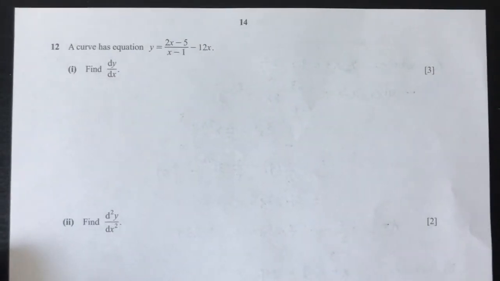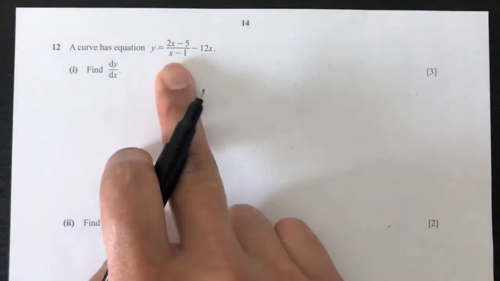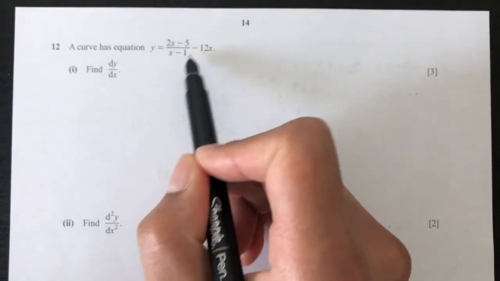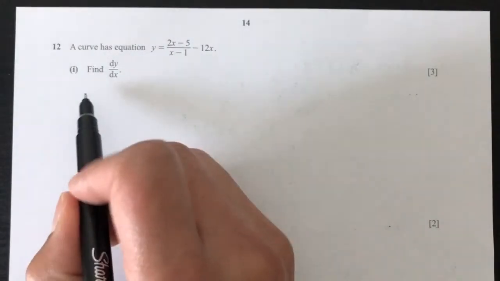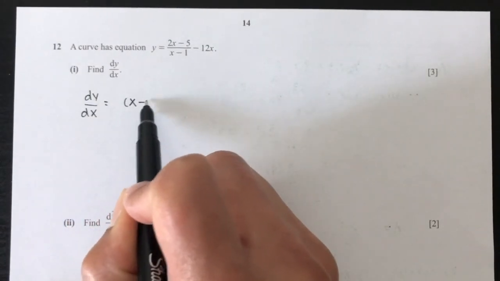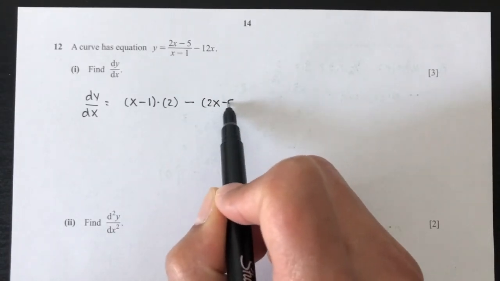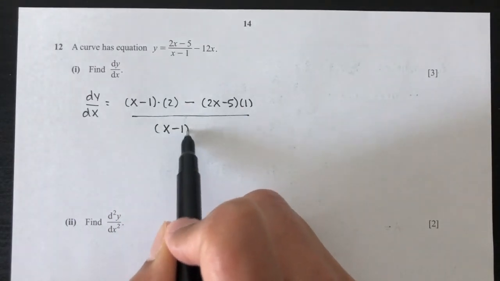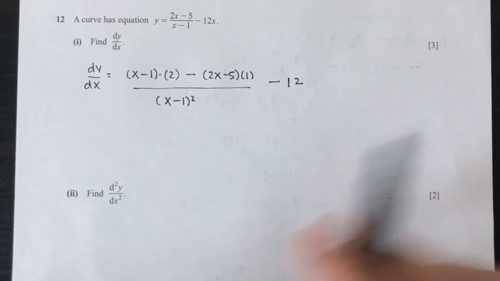Okay, now let's move on to question number 12. That is your last question. A curve has the equation of this. Find dy by dx. So pretty easy. The first one is what? It is a fraction, so we have to use the quotient rule. So dy by dx is equal to x minus 1 times 2 minus 2x minus 5 times 1, divided by the square of the base, minus 12. That will be dy by dx.